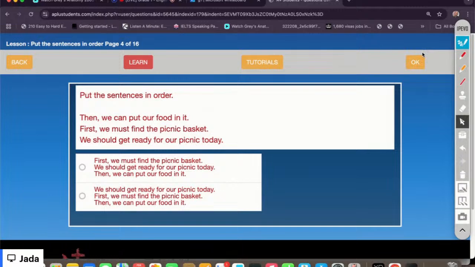So we should get ready for our picnic today. First, we must find the picnic basket. Then we can put our food in it. So it will be the second one.